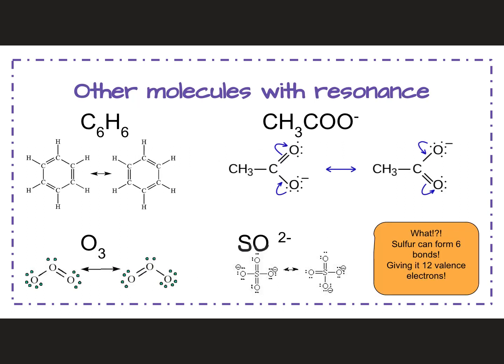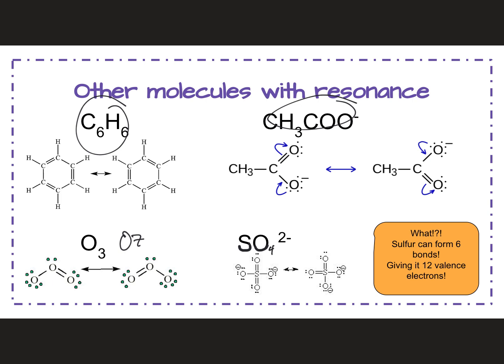All right. There are some other types of molecules that show resonance. We just looked at benzene, that's a good example. We also looked at acetate, again, another good example. There are a couple of other classic examples, including ozone, which is O3, and sulfur tetroxide, which is sulfur with 4 oxygen atoms bonded to it.